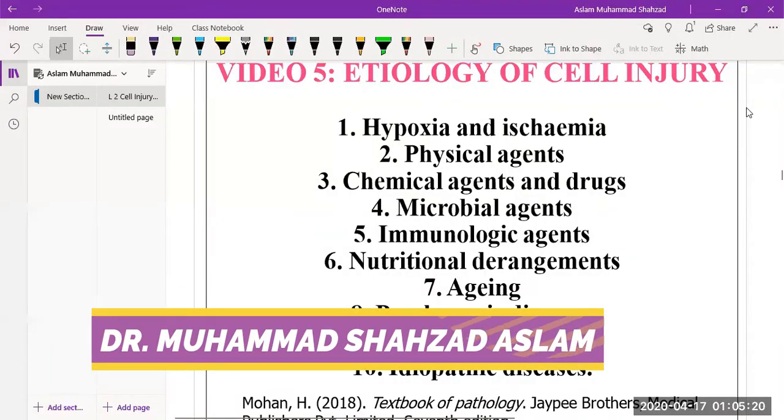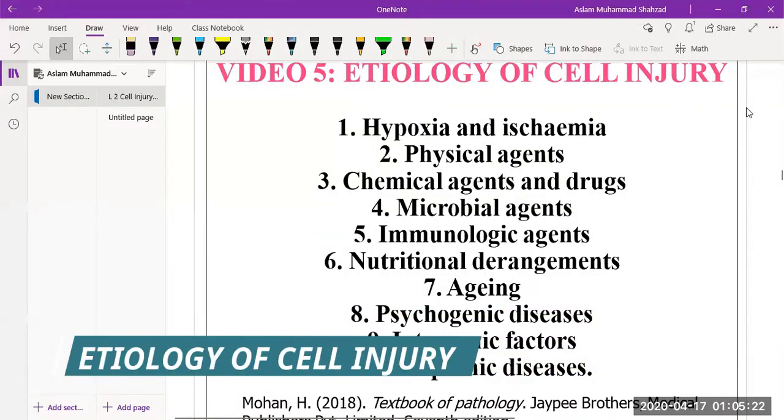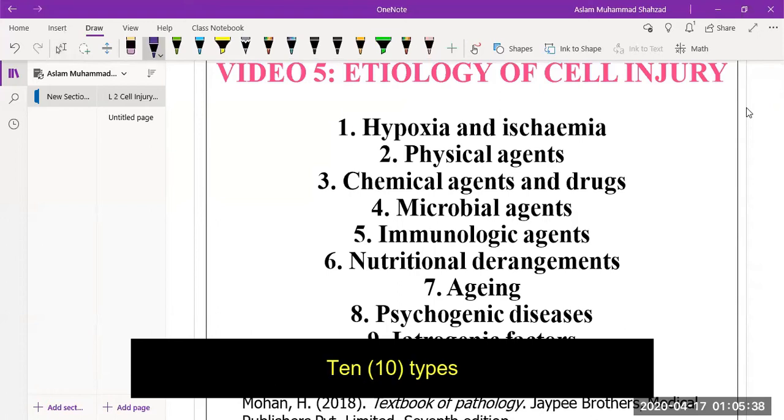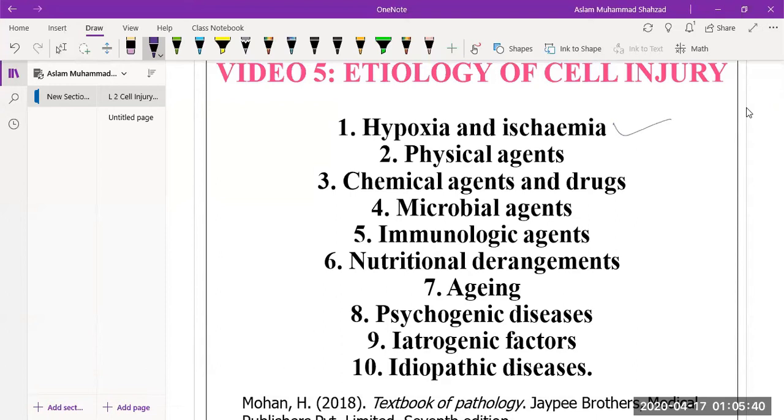Hello and welcome to this lecture on etiology of cell injury. We will discuss in detail about acquired causes of different disease. It has been divided into 10 types. Number 1 is hypoxia and ischemia. Number 2 is physical agents.